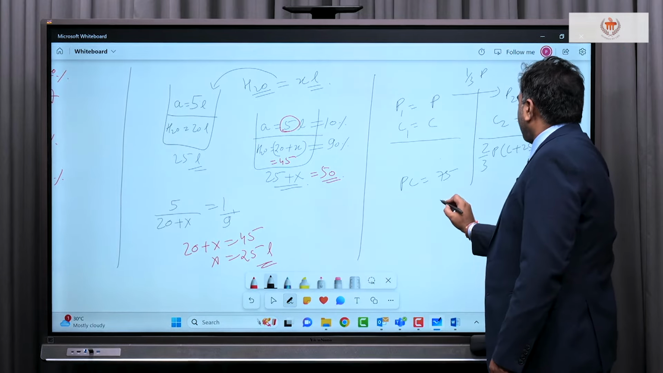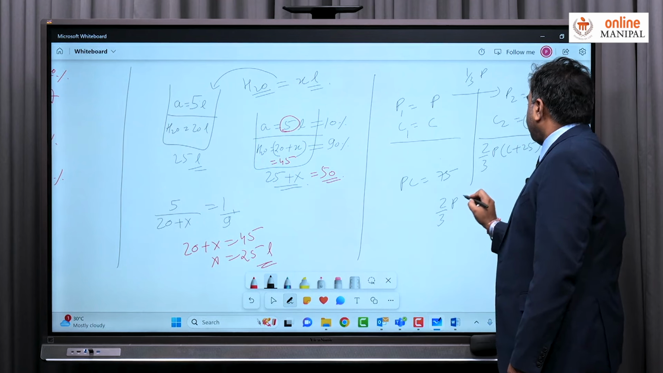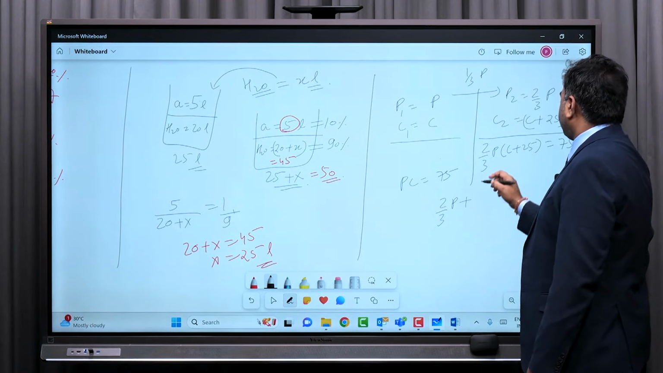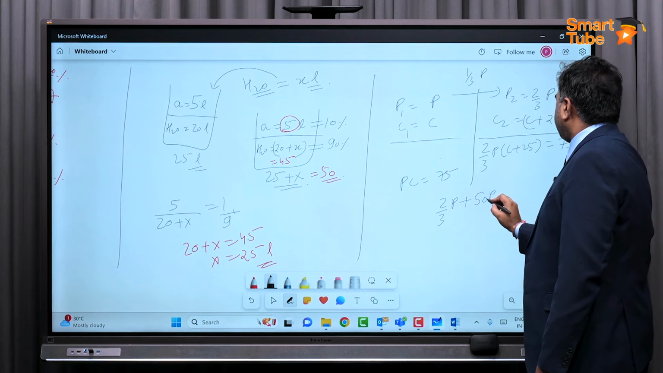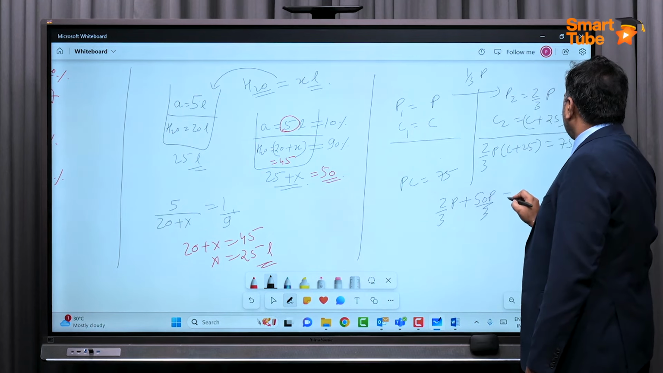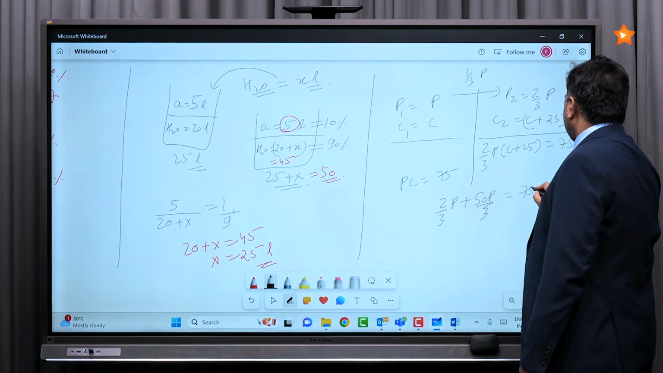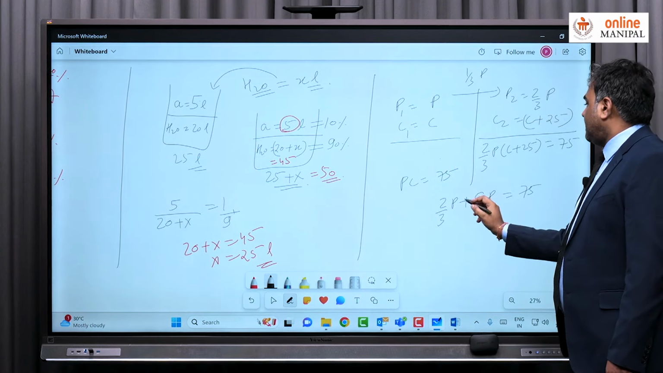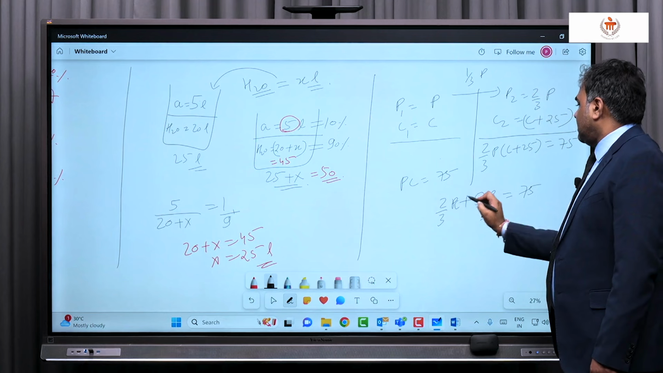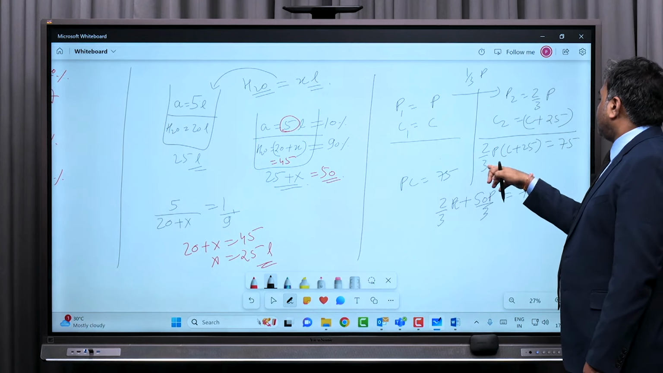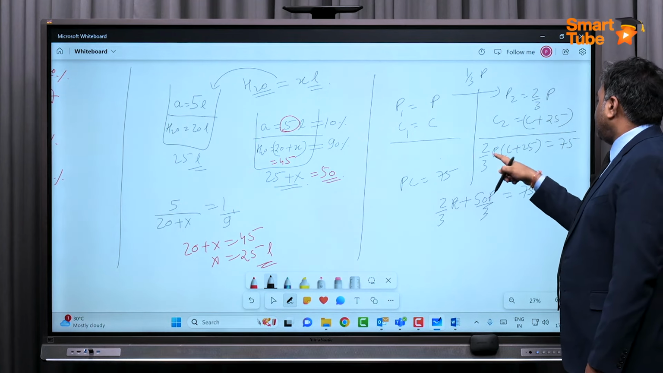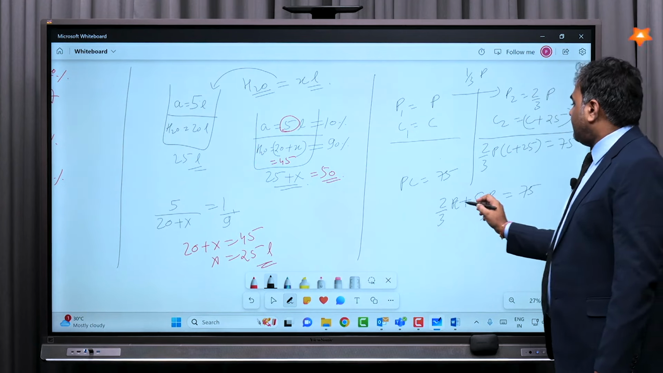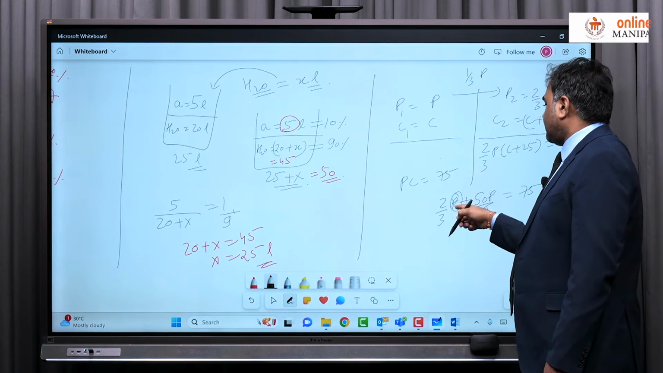So if I open the bracket here, I'll get 2/3 P plus 50 P by 3, which is equal to 75. Fine, everyone. I just open the bracket, 2/3 P into C plus 2/3 P into 25, 2 25 is 50, so 50 P by 3 is equal to 75. This is nothing but equal to 75, right?